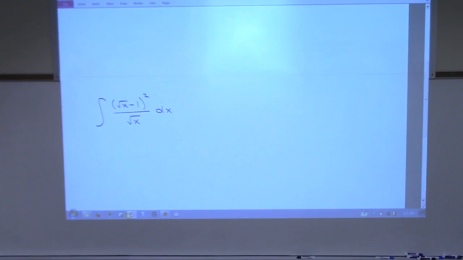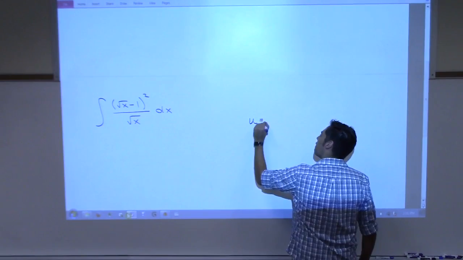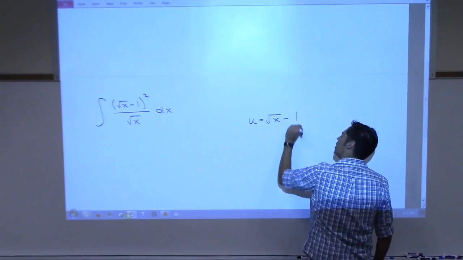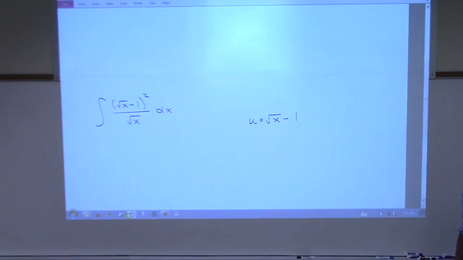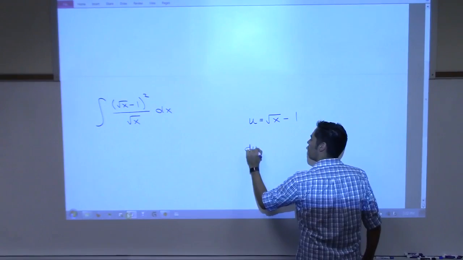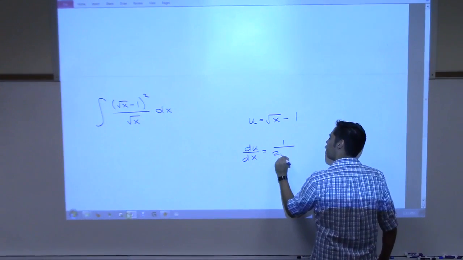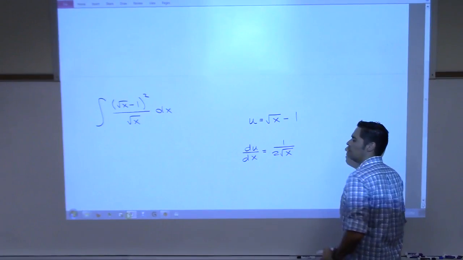I want to say u is square root of x minus 1. Okay. Any particular reason why you think it's square root of x minus 1? Does that just feel good? The derivative of square root of x is 1 over 2 times square root of x, which you already have if you take off the numerator and put it on the side.